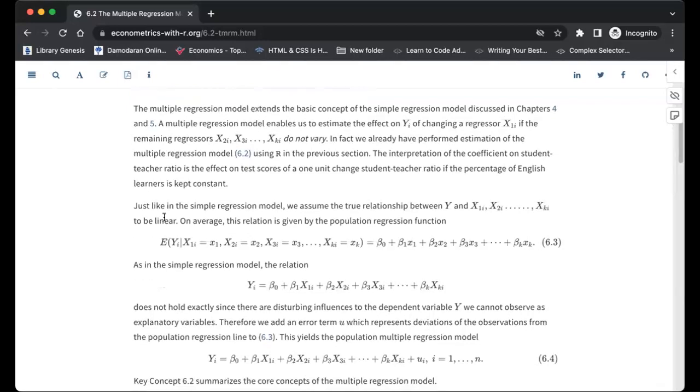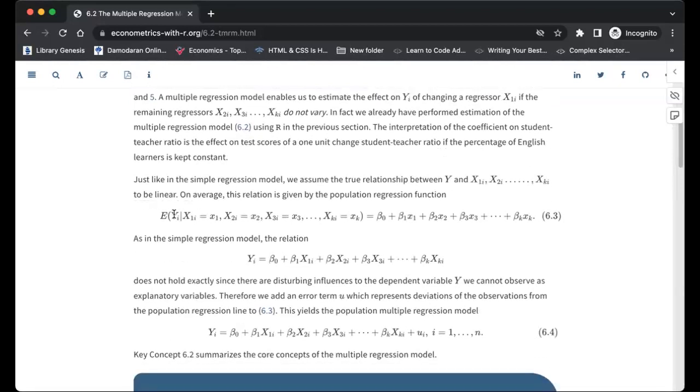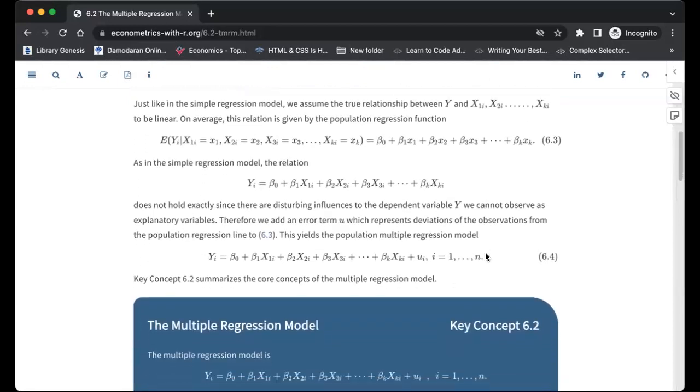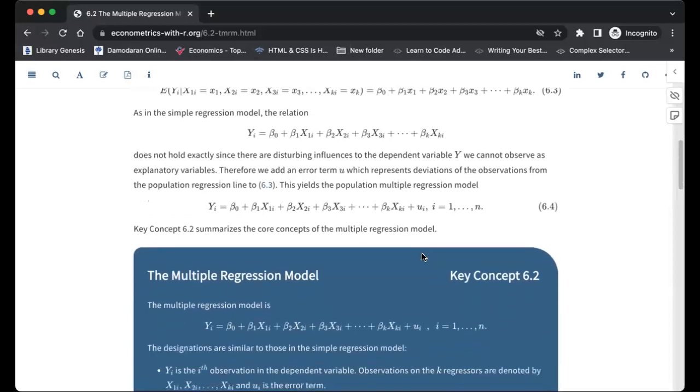the conditional mean, the zero conditional mean assumption, which is the expected value of yi given the x's equals beta 0 plus beta 1 up to all the regressors that we are considering, as in the simple regression model. But we have to consider the error term, regardless of how many regressors we consider. There's still some error, and we have to account for that by including the error term in our model.